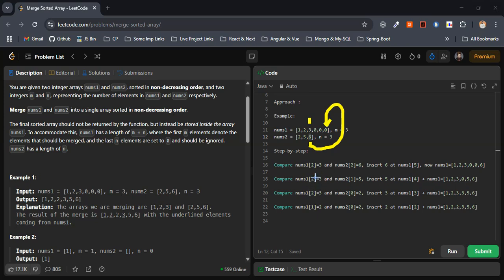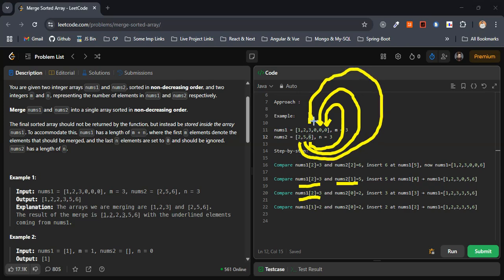So this is fine. Now the next step: nums1 of 2 is still 3 and nums2 of 1 is 5. Now we have already inserted 6, so we have nums2 of 1 instead of nums2 of 2. This time nums2 of 1 is 5 and we are inserting this one at this place. Same goes with the next element. nums1 of 2 is still 3 and nums2 of 0, and we are inserting this one at this place, right?